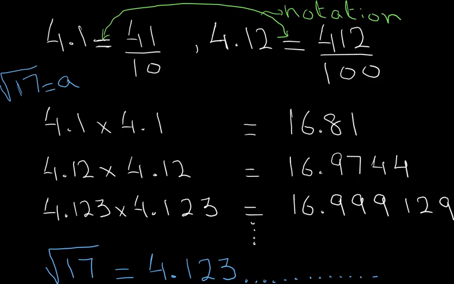Okay, now these guys are actually called irrational numbers. So this number, the square root of 17, is a new kind of number. You haven't seen it before. These are called irrational numbers. Now, irrational numbers are numbers that we'll get to talk a bit more about later on.